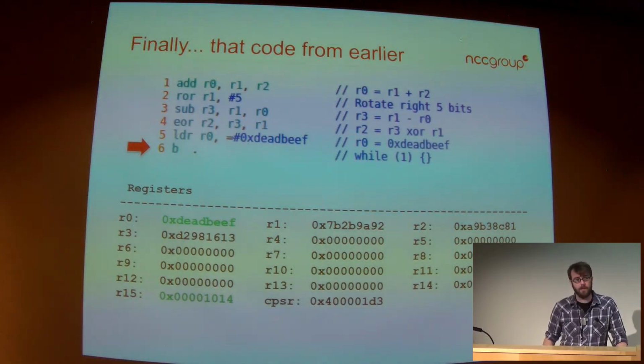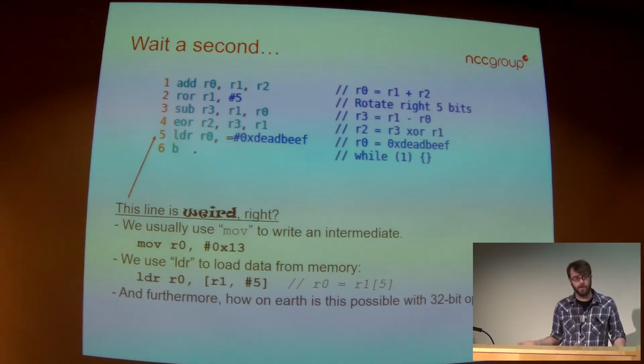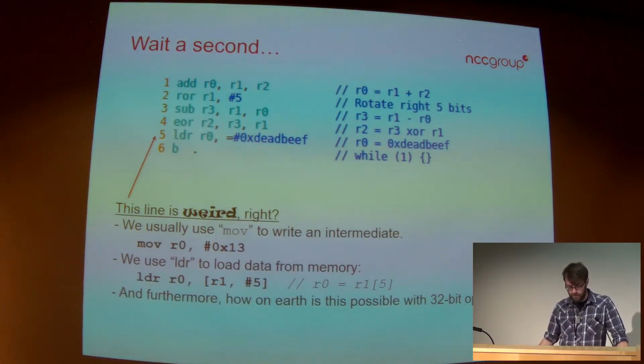Okay, so this is actually kind of weird. We're starting with a simple example, and wait, it's already getting weird. So usually you'd use a move instruction, like move R0 to hex 13, but instead we use LDR, load data from memory. So if I wanted to load R0, R1 at an offset of 5, and furthermore, dead beef, that's 32 bits, and I said that the instructions are 32-bit instructions, so how is that even possible?